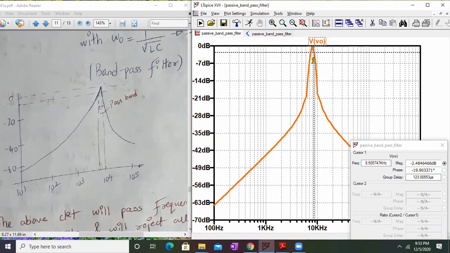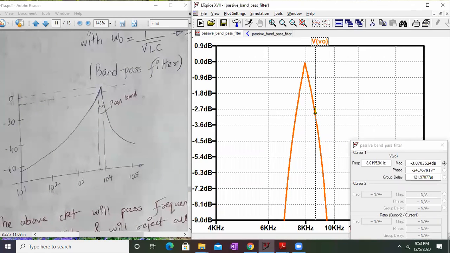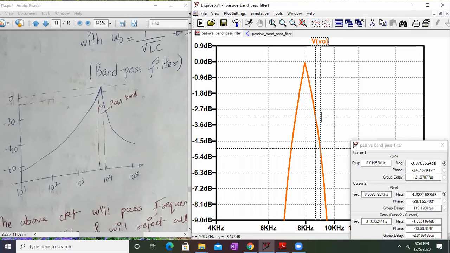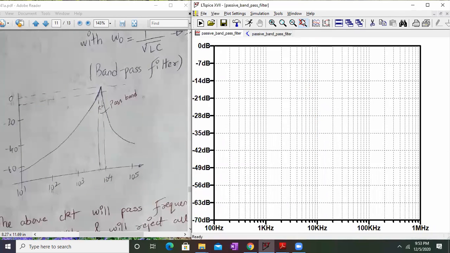I think I have to adjust this properly. Let me make it a little bit more clear. So here it is -3 dB, and here I'll take another one, and I can pass it over here. So what is the range of frequency it's passing? It's passing frequencies between 7.39 kilohertz to 8.6 kilohertz. That's a very narrow range of frequencies which we are passing over here. I hope that this point is clear.